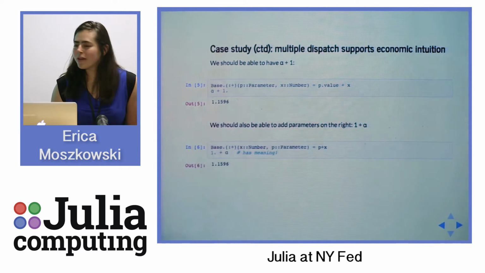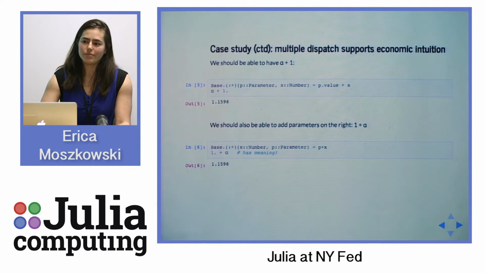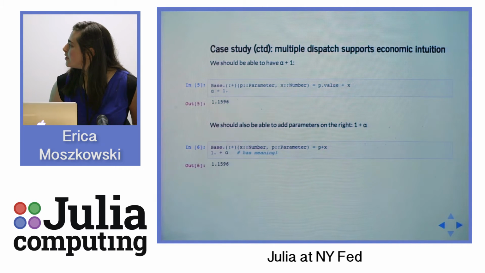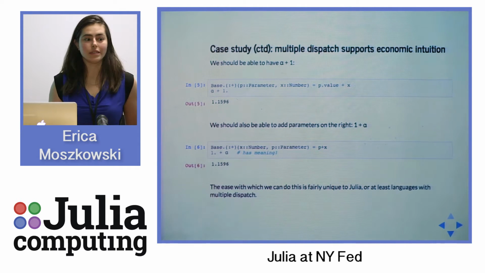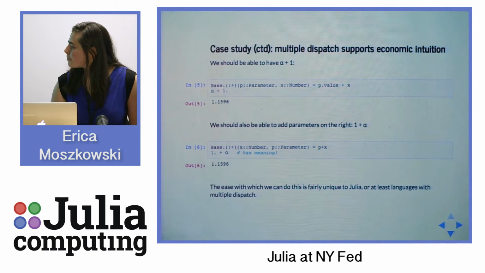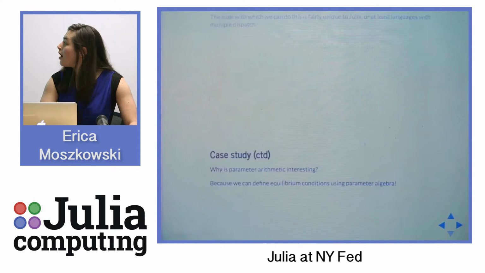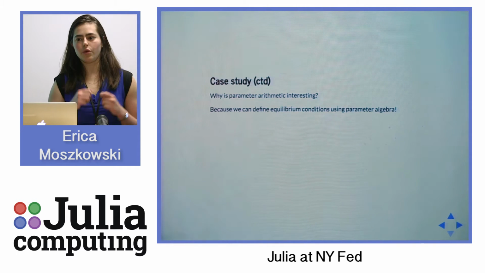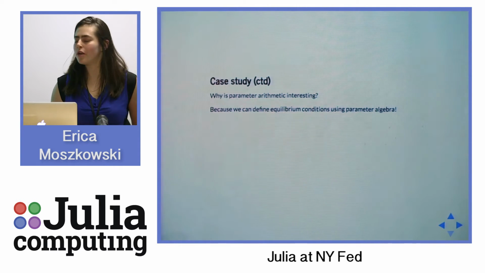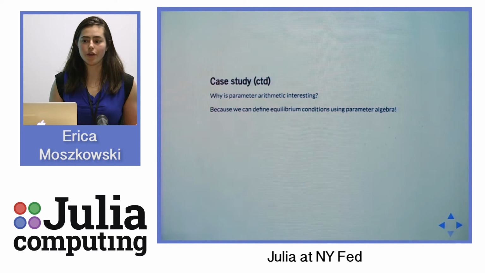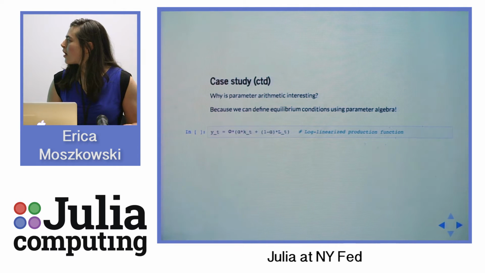But in Julia, and in any language with multiple dispatch, which I guess there aren't that many, you can do that extremely easily. It's just one extra line of code, and you're done. This is important for us because we define the equilibrium conditions of the model, which are the equations that govern the system's evolution, all using this syntax. So everything that we do in the model looks something like this.